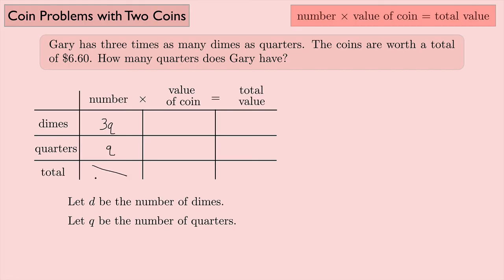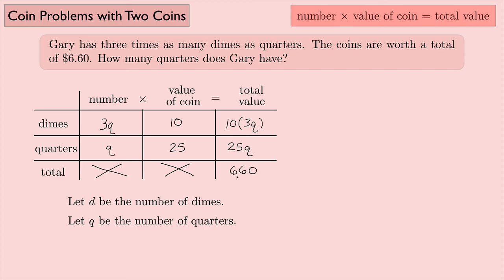The total number of coins, I don't know. It wasn't given to me in the problem, and I don't really need to know it here, so we'll just leave that blank. And the value of the coin, you're always going to leave that blank. So for dimes, 10 cents, and quarters are 25 cents. And to get the total value, I just multiply them together, 10 times 3Q, and 25 times Q. And the total value I do have, that's $6.60, or 660 cents.